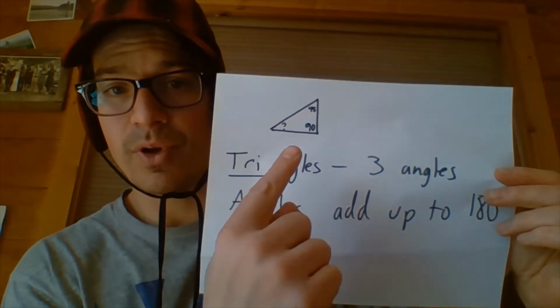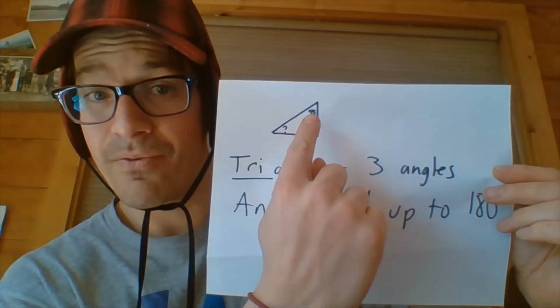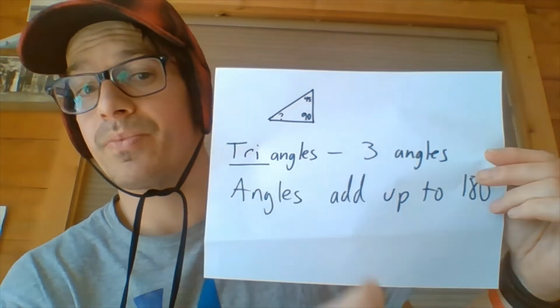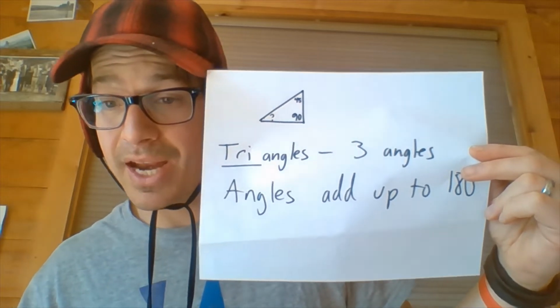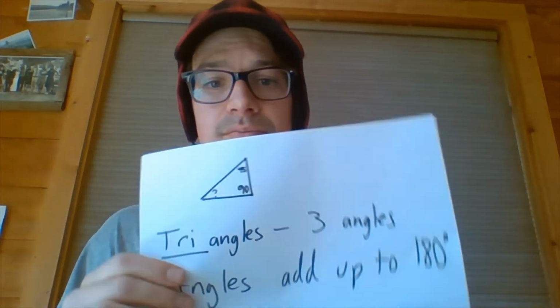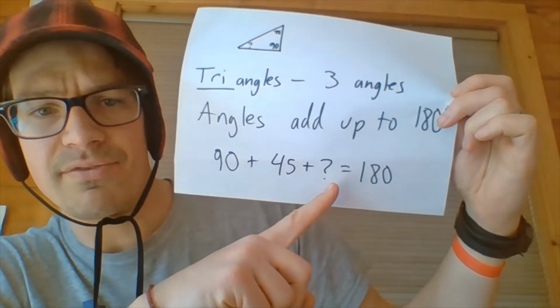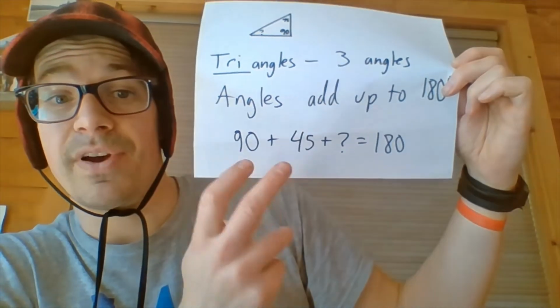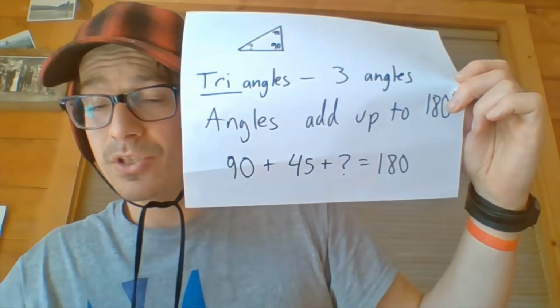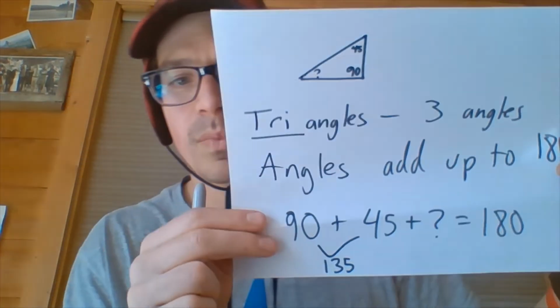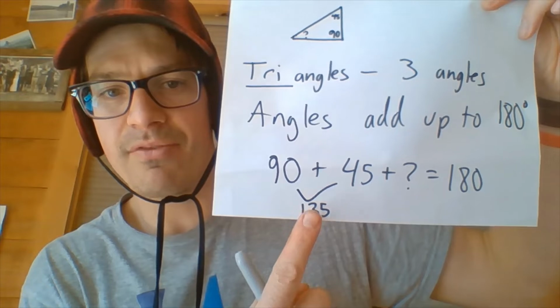180 degrees. So right here we see this is 90 degrees, 45 degrees. What's the final one? If all 3 angles add up to 180, then I know that 90 plus 45 plus question mark equals 180. All I need to do is find out how much more I need to get to 180. So I can add up 90 plus 45. That's 135. 90 plus 45 is 135.